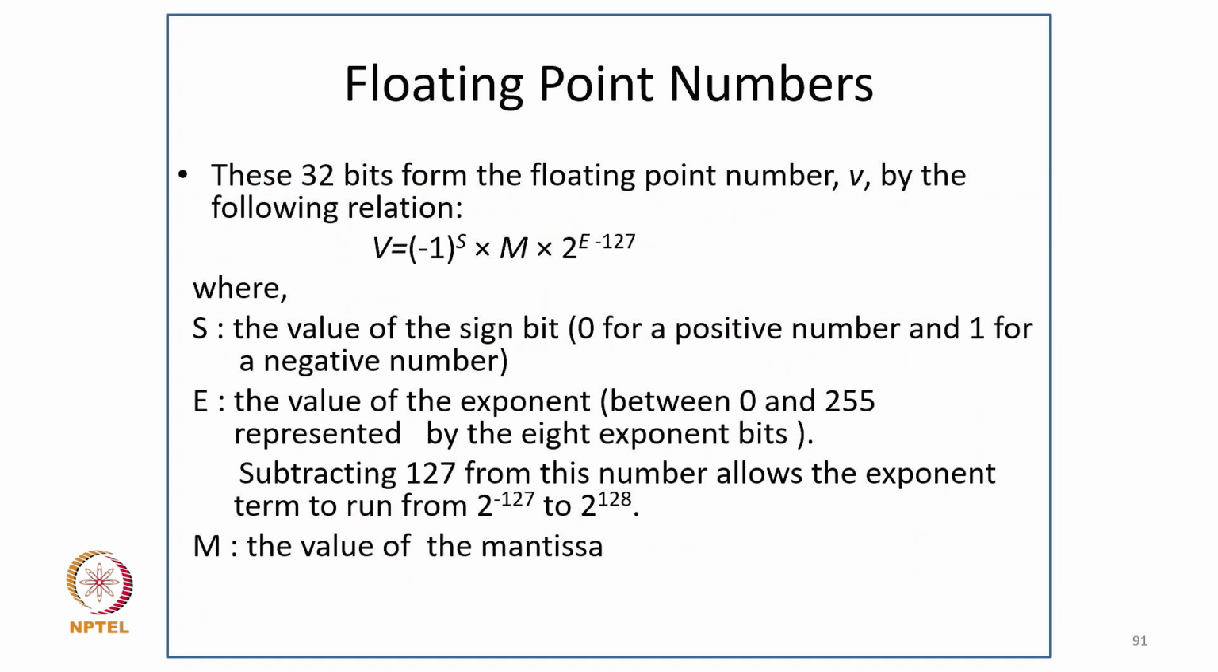These 32 bits form a floating point number V by the following pattern: V equals (-1)^s times M times 2^(E-127), where s is the value of the sign bit, 0 for a positive number and 1 for a negative number, and E is the value of the exponent between 0 and 255, represented by the 8 exponent bits. Subtracting 127 from this number allows the exponent term to run from 2^-127 to 2^128, and M is the value of the mantissa.